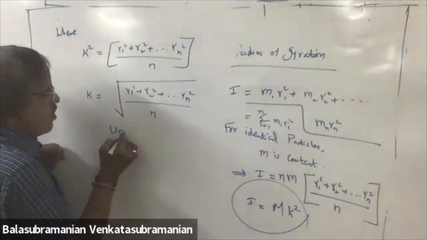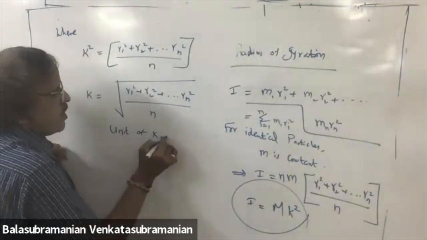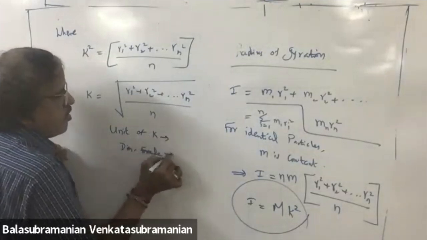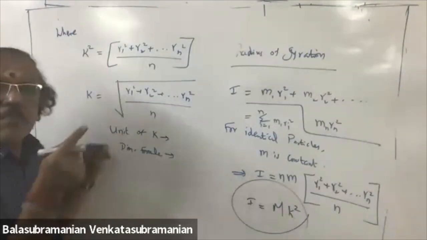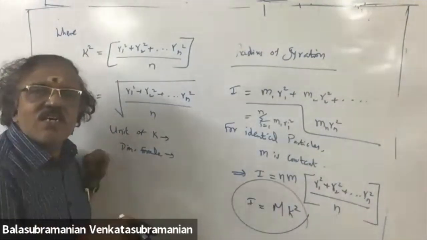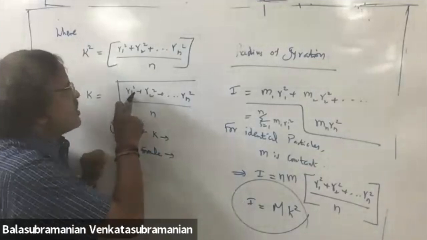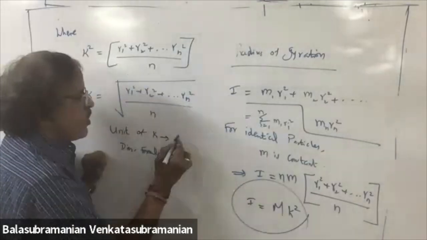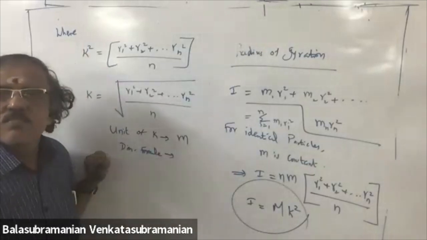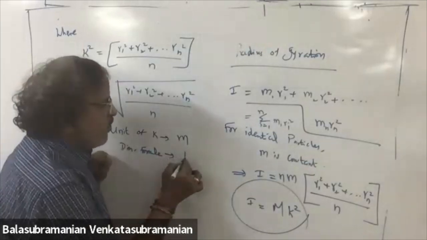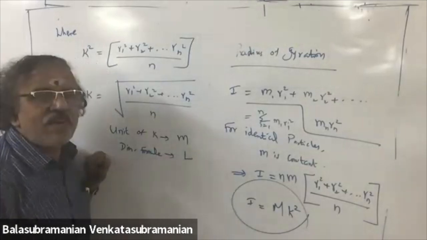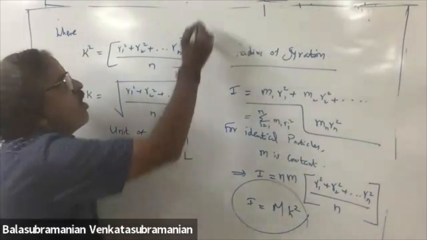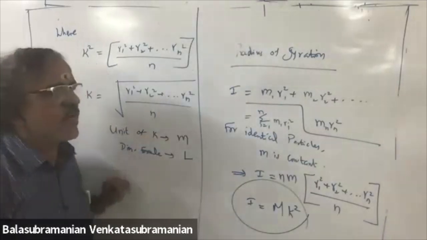Unit and dimensional formula: there it is the root mean square of distance. Distance square is m square, that is meter square. You take the root, so meter. The dimensional formula for distance or length is capital L. That is the unit and dimensional formula of radius of gyration.